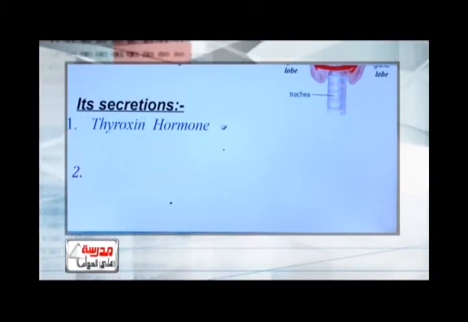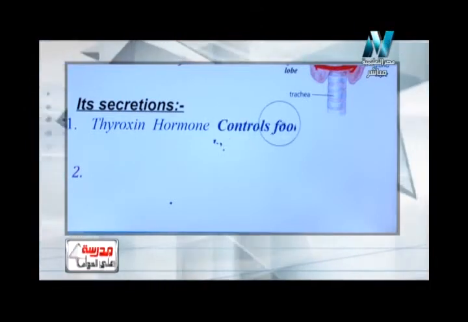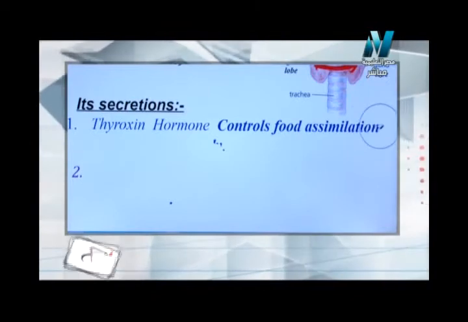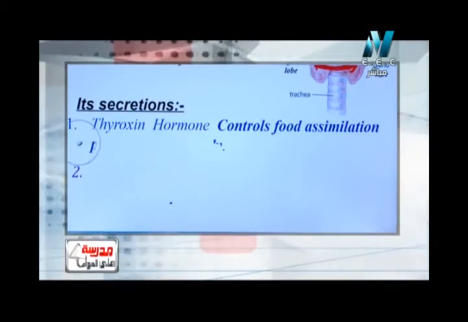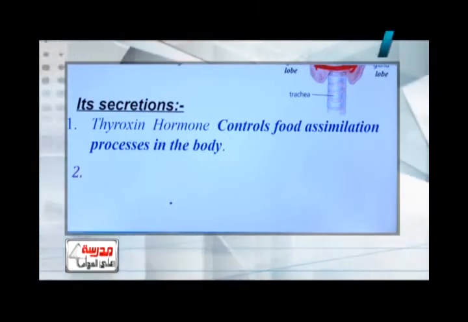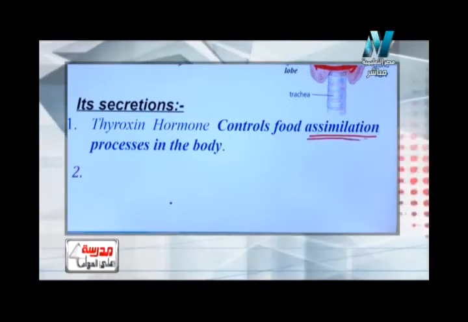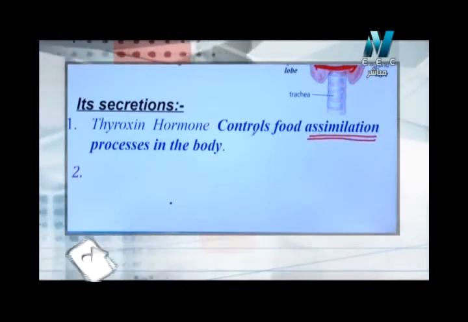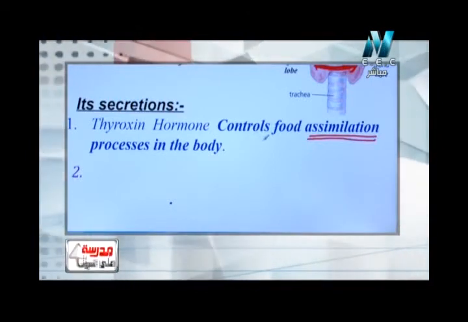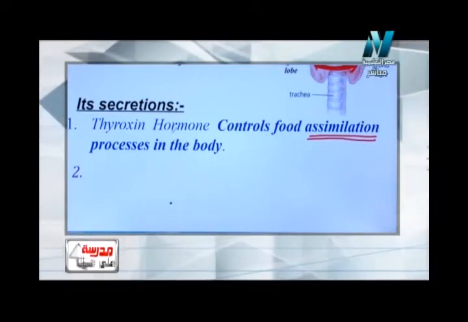Thyroxine hormone, its function is to control food assimilation. يعني ايه يا مستر food assimilation process in the body. As we have here, food assimilation means releasing energy from food. يعني control the releasing of energy from food. بتتحكم في إطلاق الطاقة من الأكل.